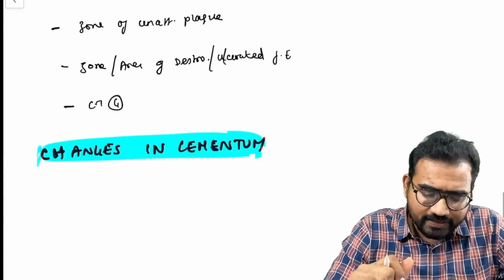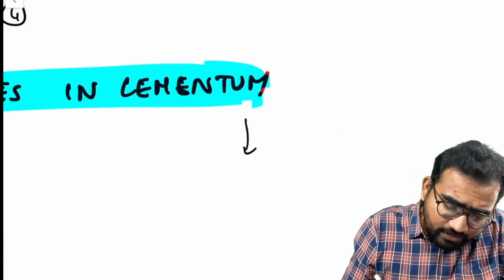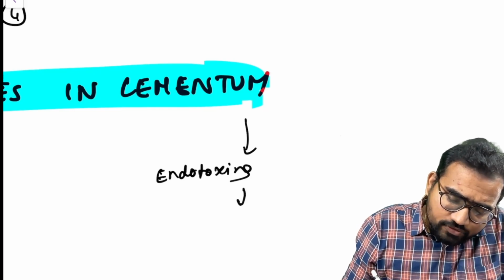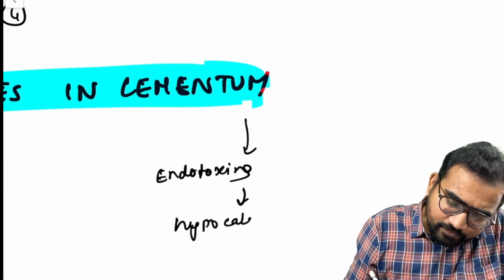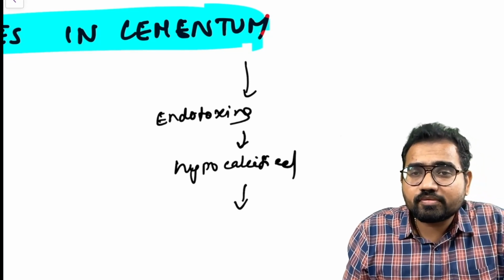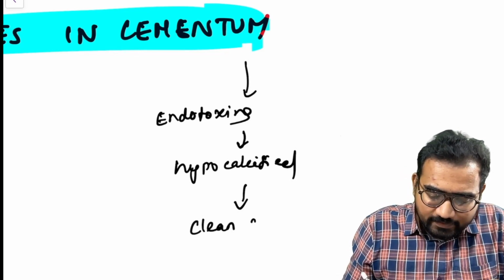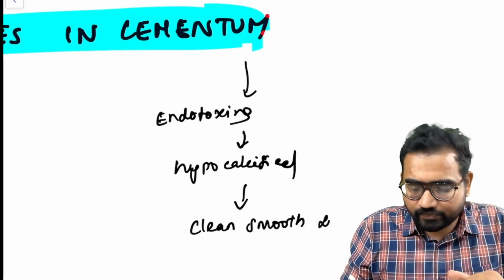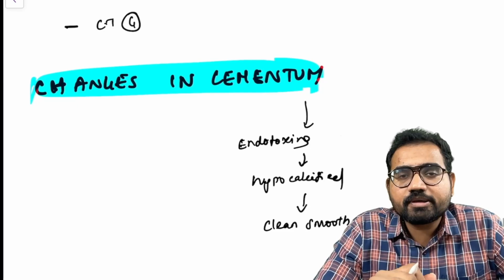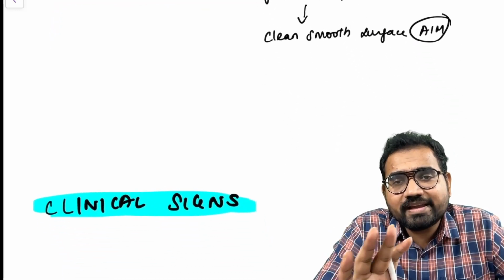Okay, excellent. So cementum, what happens, it becomes irregular. Okay, it becomes irregular as it is invaded by various endotoxins, and so it becomes hypocalcified. Okay, so the aim is to recreate or to make the cementum a clean smooth one again. Clean smooth surface is the aim. So the cementum becomes hypocalcified because of the invasion of the endotoxins. So our aim should be to have a clean smooth surface.